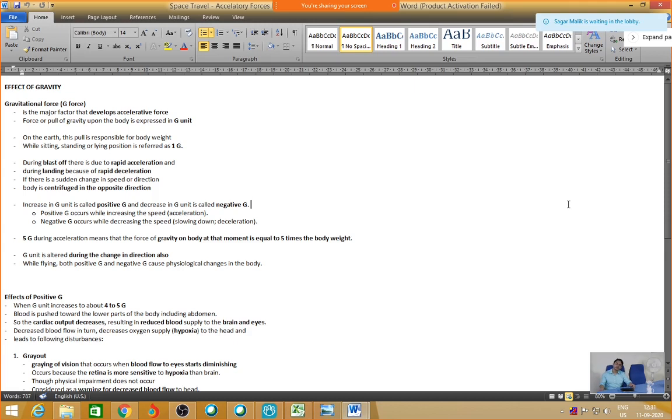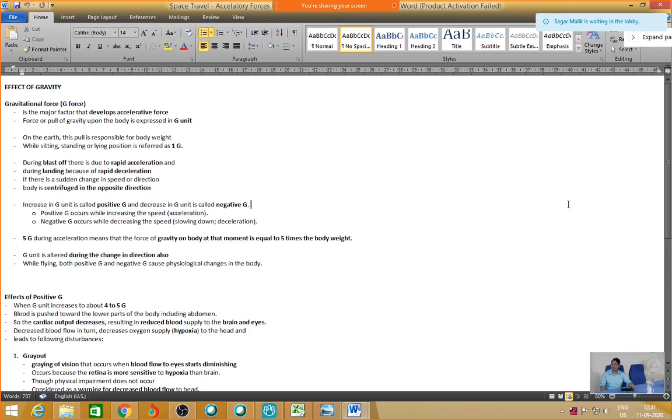Let us see the changes in the circulatory system properly. So what are the effects of the positive G? When the gravitational pull is increased 4 to 5 times, the blood is pushed towards the lower parts of the body, including the abdomen. That means the lower parts of the body will be getting congestion of blood. So the cardiac output will decrease, and this will result in reduced blood supply to the brain and the eyes, which we discussed earlier.